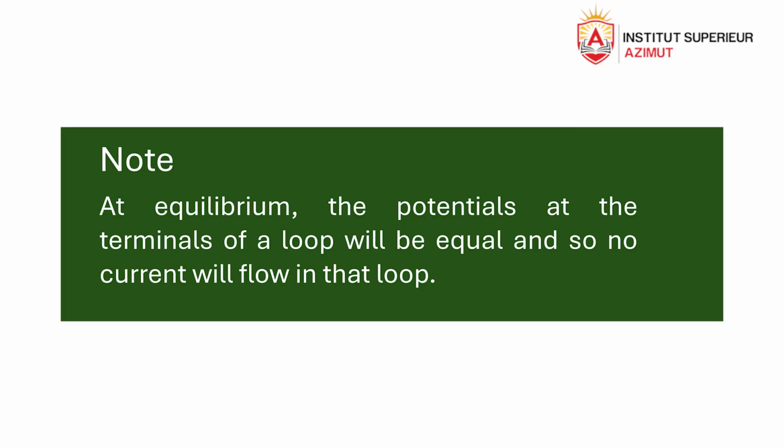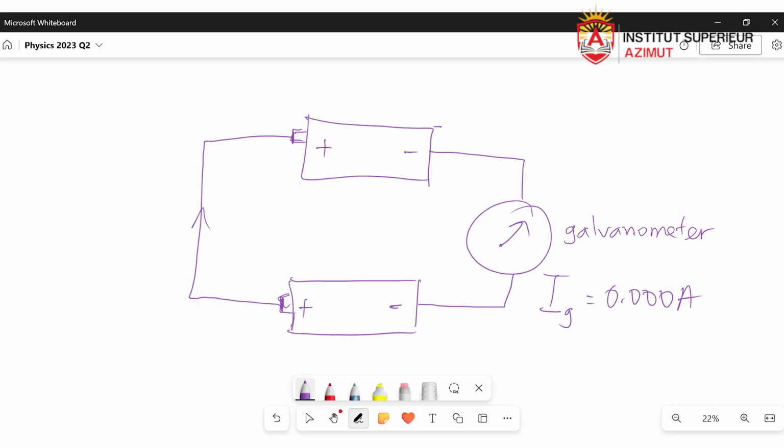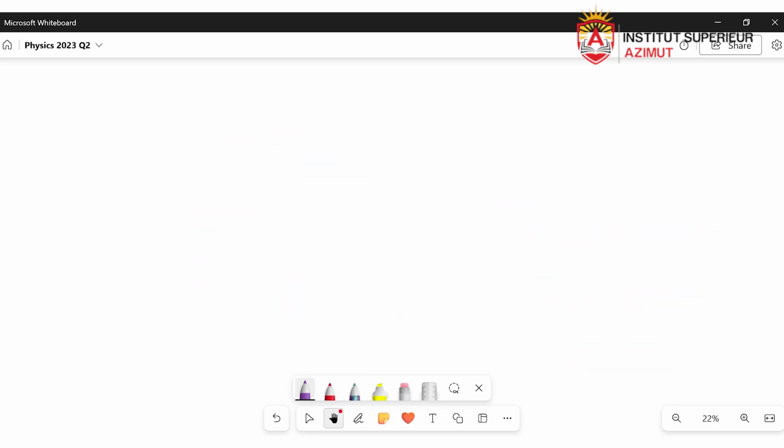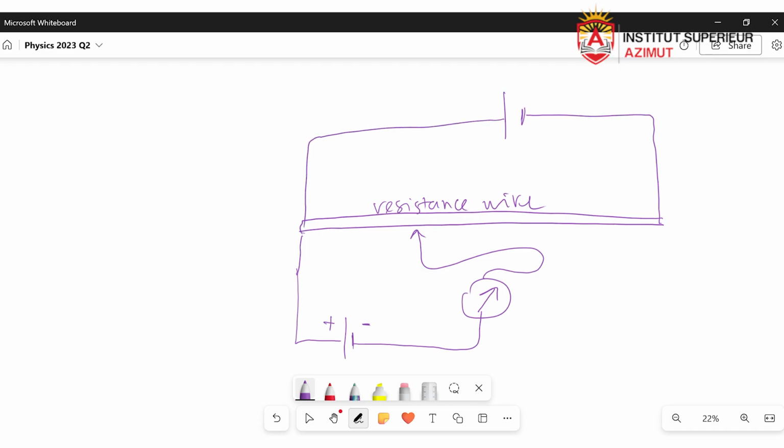Through the potentiometer experiment, you will want to achieve a situation in which the galvanometer reading is going to be 0 ampere. Now let's look at the potentiometer itself. So a potentiometer is something like this. You have a galvanometer, and then here you have a sliding contact. The sliding contact is sliding along a resistance wire, which in turn is connected to the terminals of a driver cell.